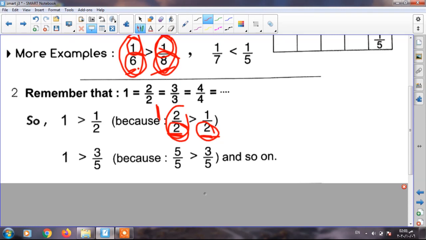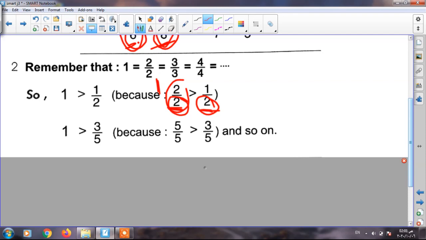And the second one, here I have 5/5. I can write it as 1. And here I have 3/5. Now I will look at the denominator. Here I have 5 and here I have 5. I have the same denominator, so I will look at the numerator. Pay attention: the biggest fraction is the fraction which has the greater numerator. It means 5 is greater than 3, so 5/5 is greater than 3/5. And I know that 5/5 is 1. So from here I can tell that 1 is bigger than any fraction.